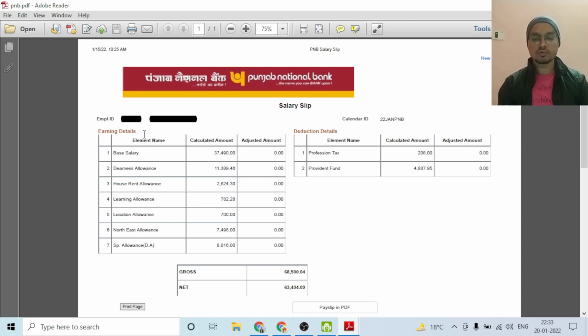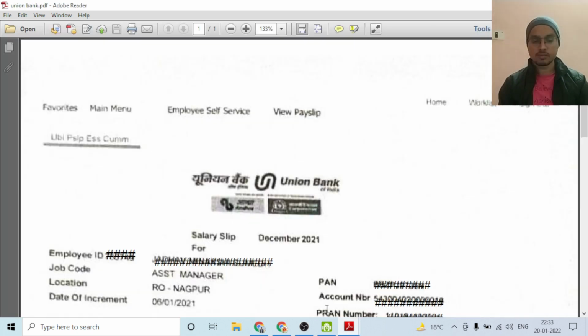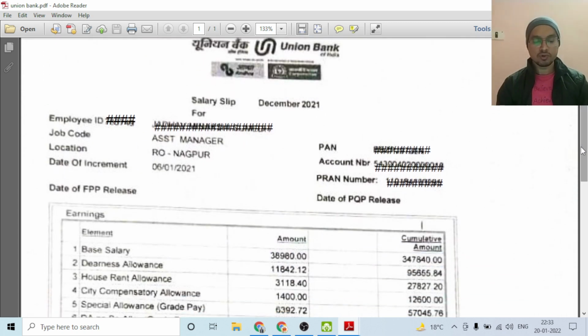Now let's come to another bank, that is Union Bank. You can see the salary slip of the Union Bank. In the salary slip, your employee ID will be mentioned, job code, assistant manager, location Nagpur, increment date, PAN number, account number. Everything will be mentioned in your salary slip.